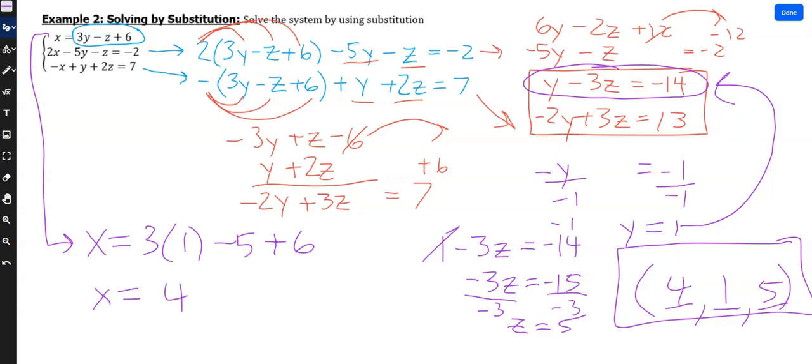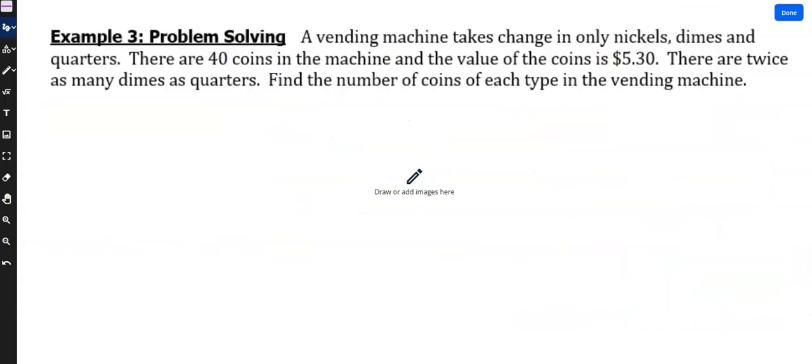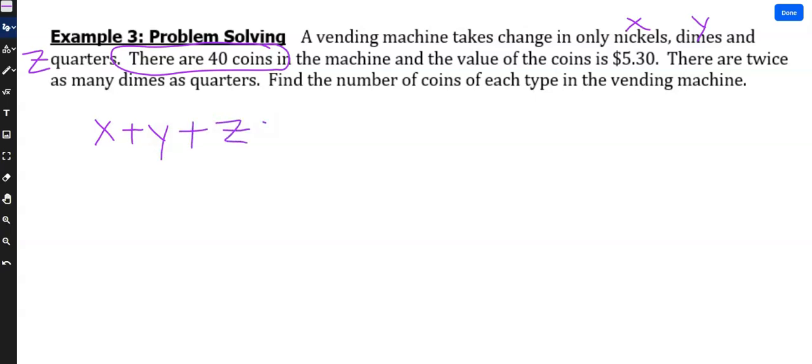Let's go to the next one. All right, we got a vending machine that takes change in only nickels, dimes, and quarters. There are 40 coins. Well, right there's an equation. If we call the nickels, the dimes, and the quarters x, y, z, we can say x plus y plus z equals 40. And it says that the value of the coins is $5.30.